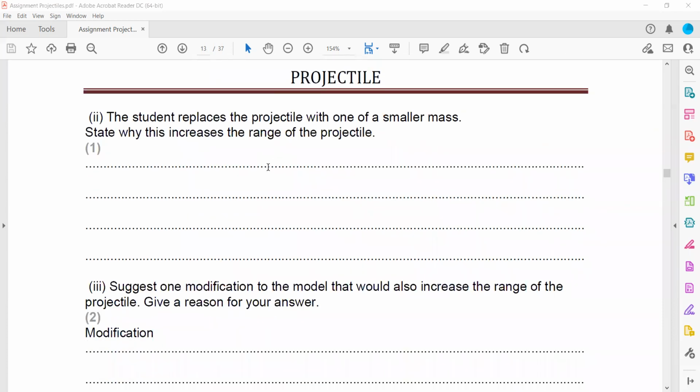A student replaces the projectile with a smaller mass. State why this increases the range. Look, the elastic strain energy is converted into kinetic energy. And what is kinetic energy? Kinetic energy is half mv squared. Because the projectile is launched with the same angle, the kinetic energy is the same. If kinetic energy is the same and we are using a smaller mass, the speed of the projectile should increase. As the speed of a projectile increases, the range will also increase.